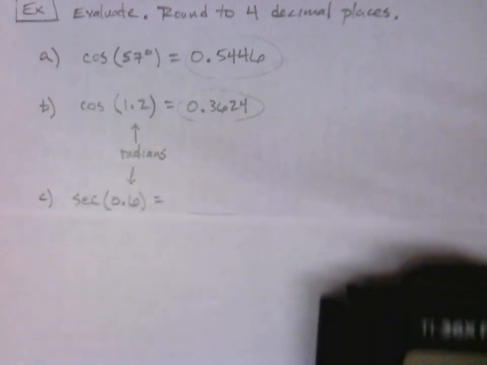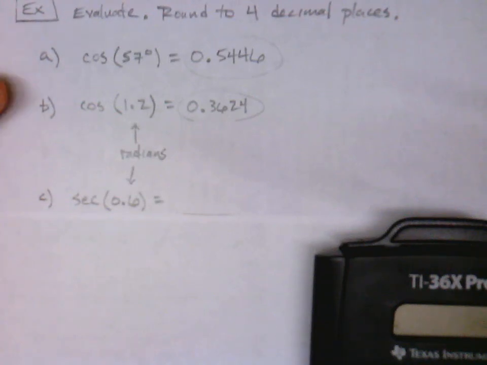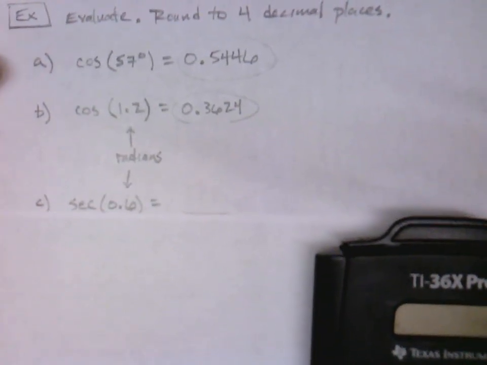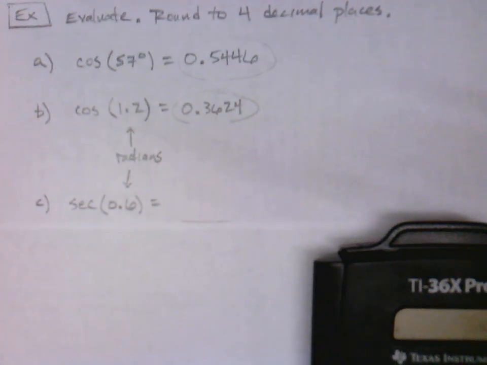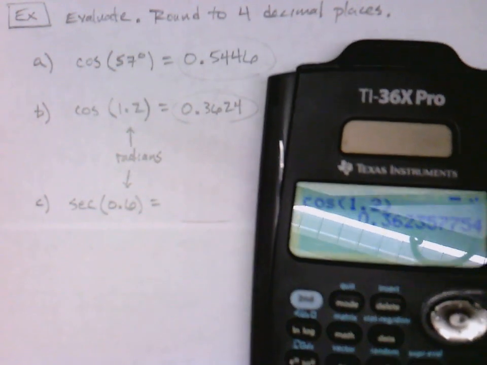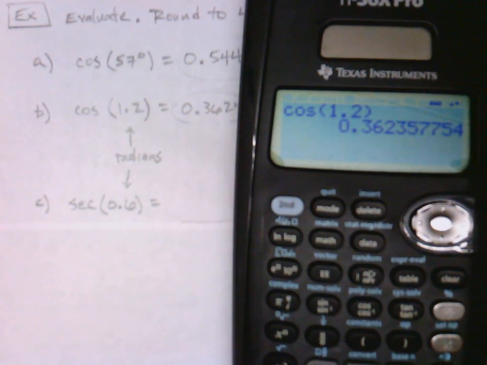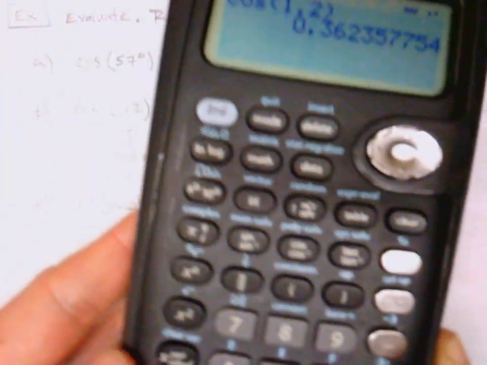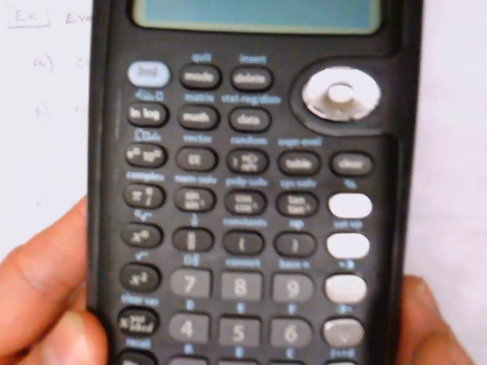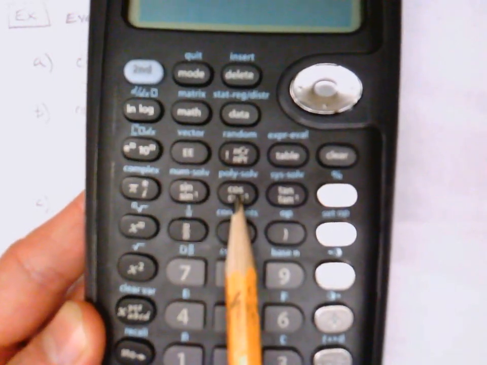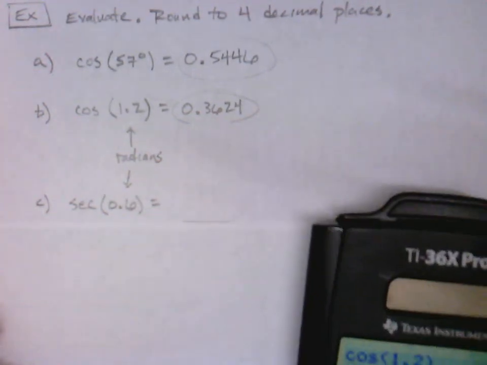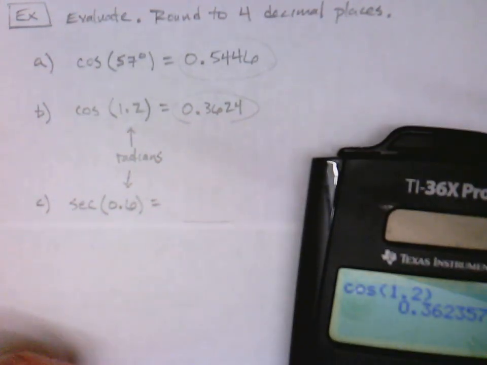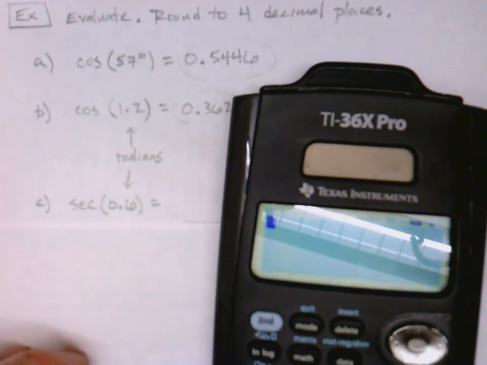One more like that, but now how about a secant? The secant of 0.6. Now this is interesting. I don't know of any calculators that have a secant button. There's my sine button, cosine, tangent. I don't have a button for secant, but I know that secant is the reciprocal of cosine. So here's what I'm going to do. I'm going to do 1 over the cosine of 0.6.